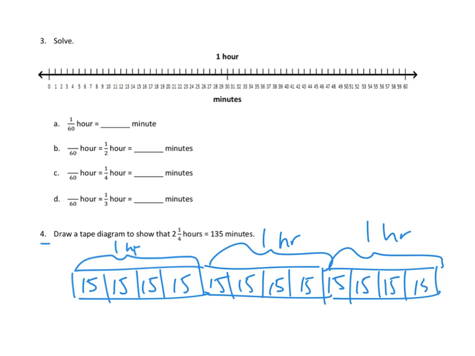So 2 1/4 hours is how many minutes? 2 1/4 hours would be 1, 2, plus a quarter, right? So it would just be this amount. I'm just going to do this in red. That amount, right? So really we would be adding up all of our 15s, all these 15s, all these 15s, and then this one 15. And I don't know how your skip counting by 15s is, but mine is not fantastic.